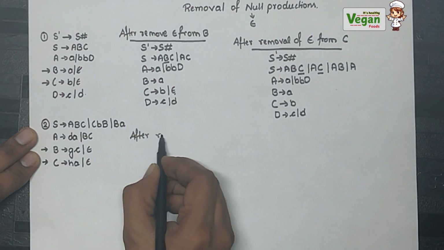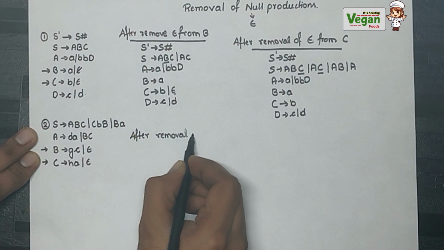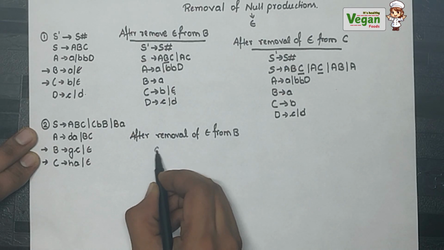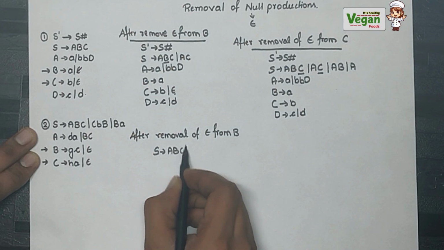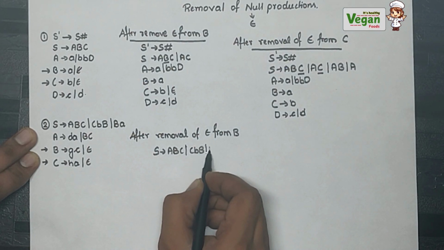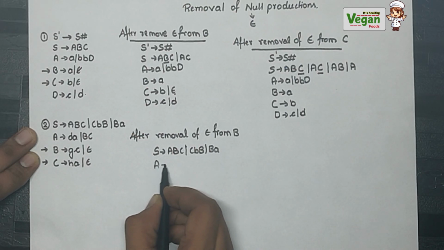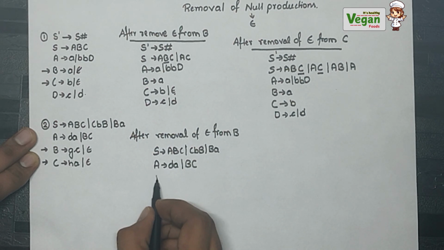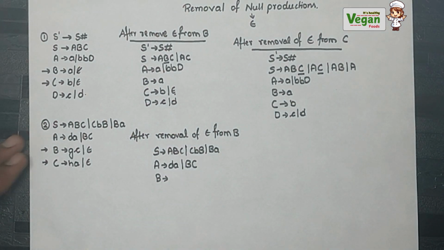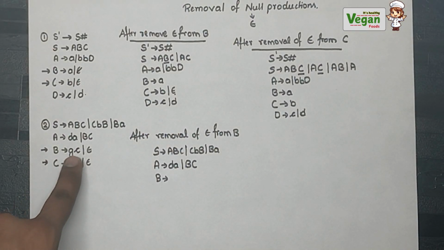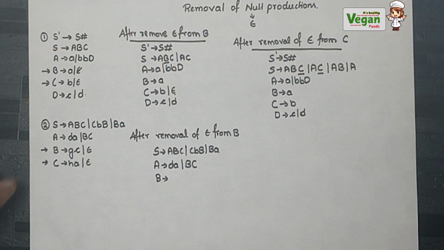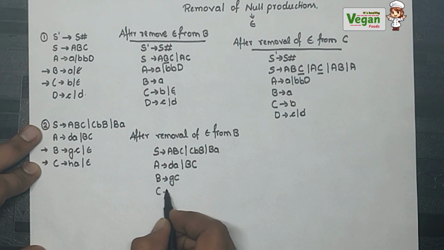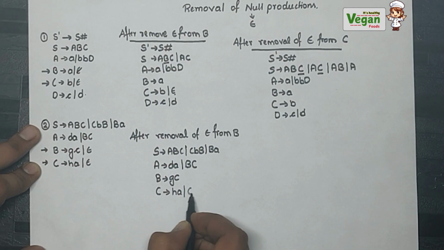So after removal of epsilon from capital letter B, S will be producing A, B, C slash C, B, B slash B, A. Next A will be producing small letter D, A slash B, C. Next B will be producing, here we are removing the epsilon from B. So GC, only GC will be left out here. So GC will be left out, epsilon will be removed. Next capital letter C is producing HA slash epsilon.